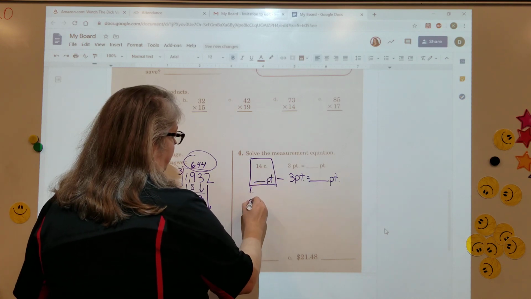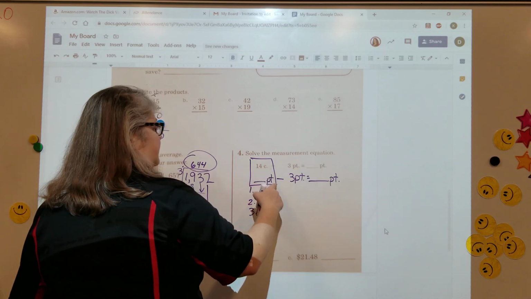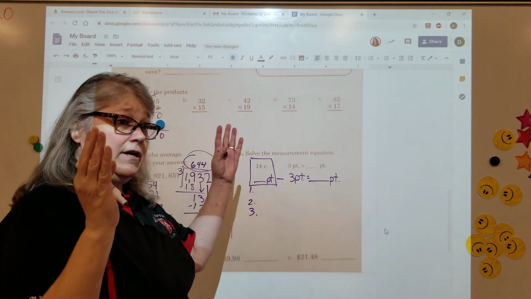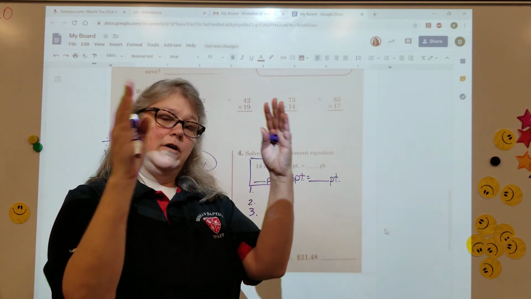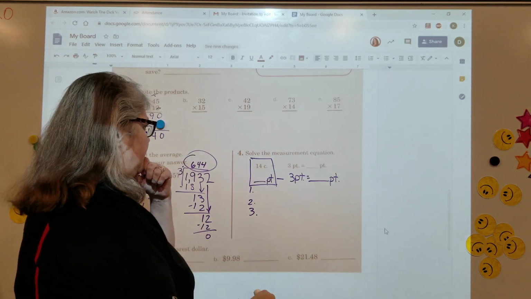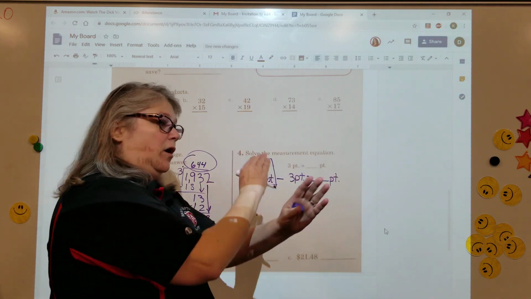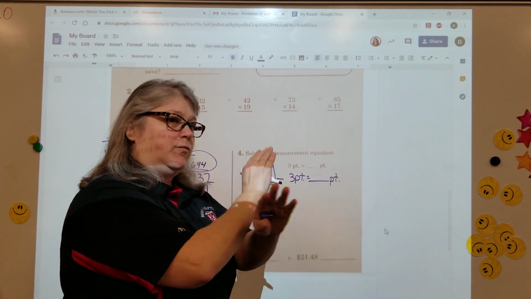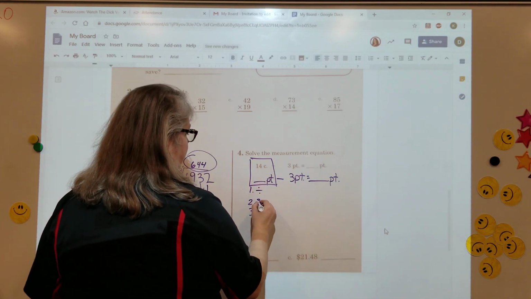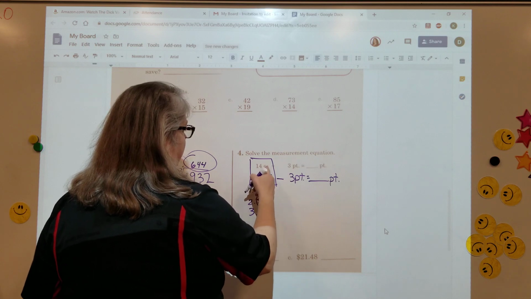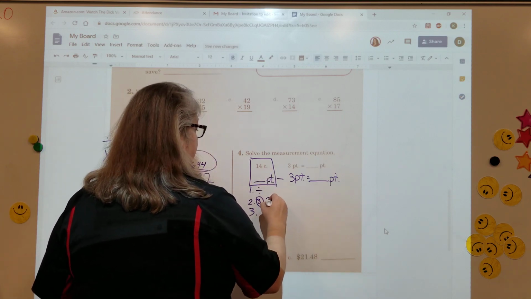Let's do our steps. 1, 2, 3. What are we going to do? We have cups to pints. Is it greater to smaller multiply, or smaller to larger divide? Which one's smaller? A cup is smaller than a pint, right? So we're starting small and going big, so we're dividing. So divide. Now our special number. How many of the smaller does it take to get to the larger? And we know that's 2.